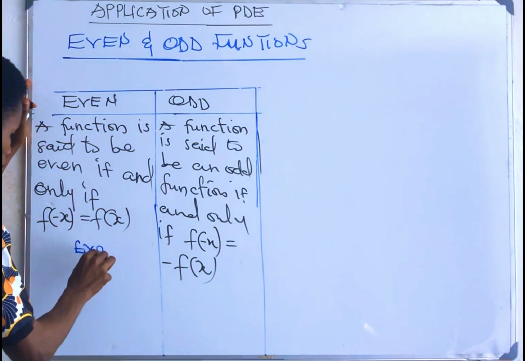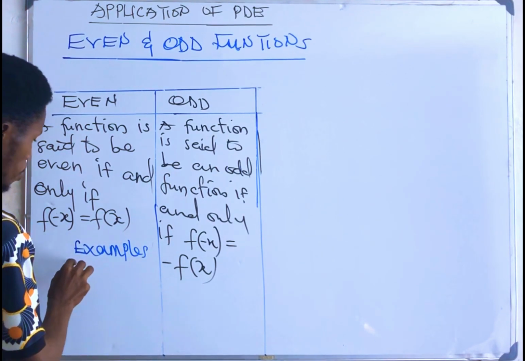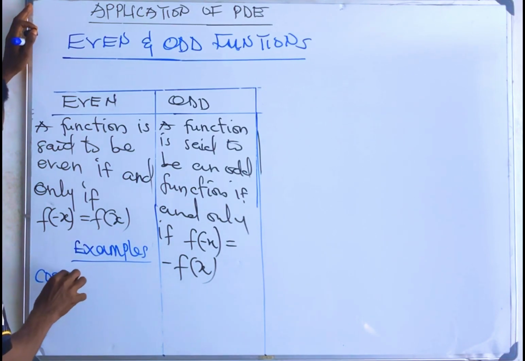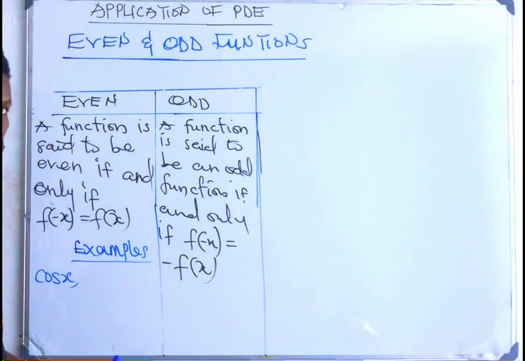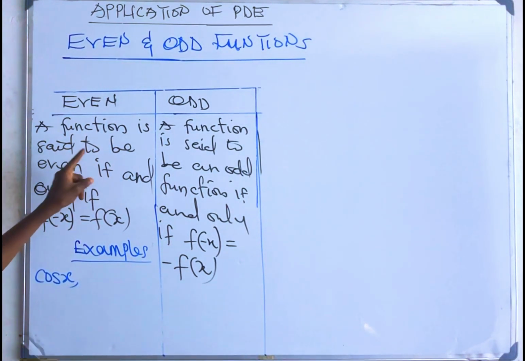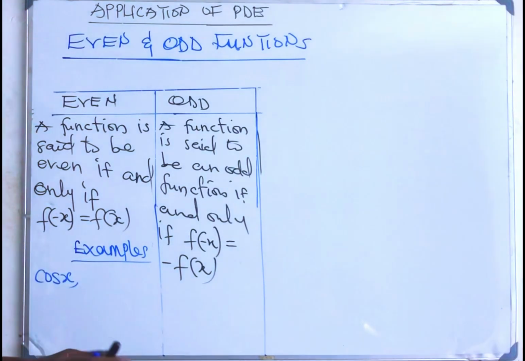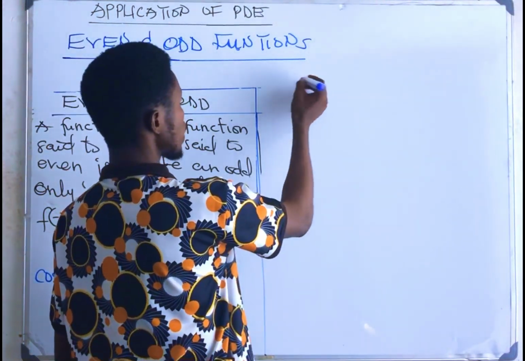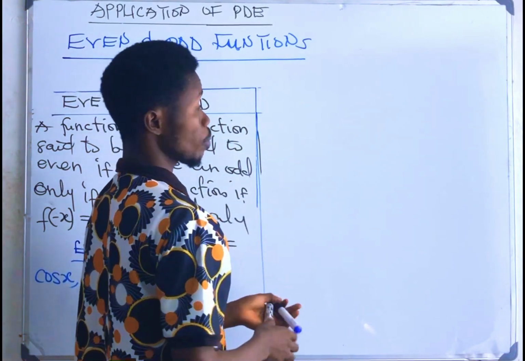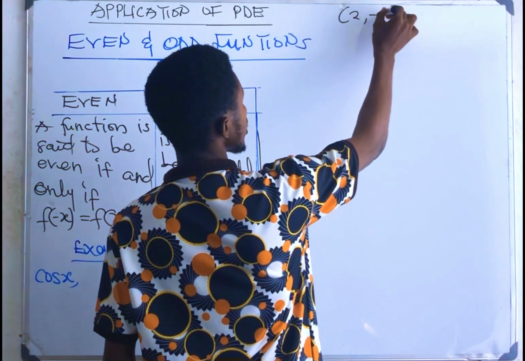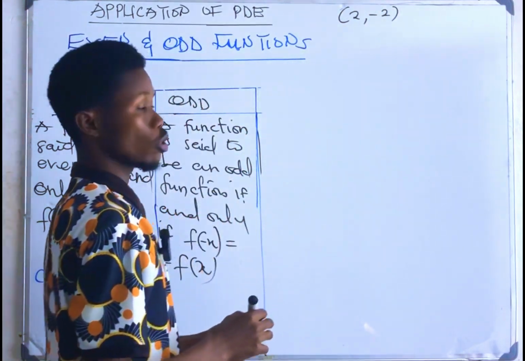Examples. You can have cos x. Why cos x? Look, if you look at the definition where we said that a function is said to be even if and only if f at negative x equals f at x. What we are trying to say is that if I take my case study here, I'm going to use these two numbers, 2 and negative 2.